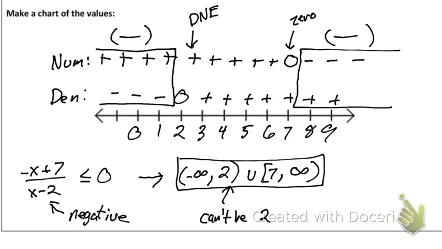All right, that's a method for solving rational inequalities. It's just coming up with where your numerator's positive and negative and where your denominator's positive and negative as well. And then find your zeros.